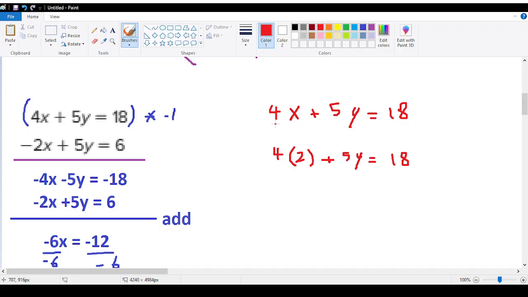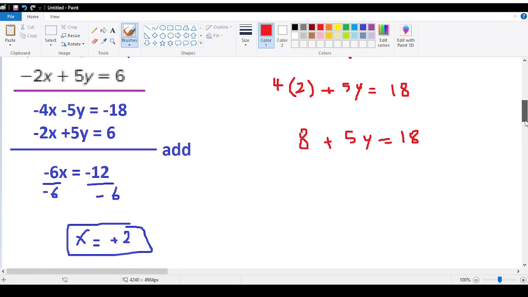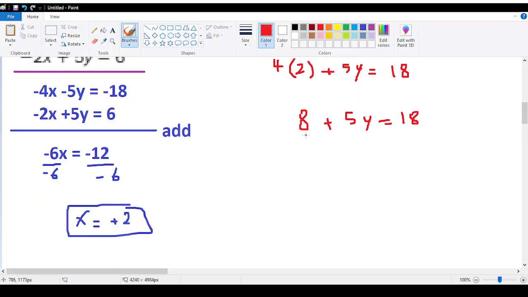Okay, Shamsa, we substitute 2 instead of what? It becomes 8, right? That's correct. Plus 5y equal 18. And then, what should I do? We move the 8 to the other side, so it becomes minus 8. Why shouldn't I add these two? Can I add these two? Because they're not the same variables. That's right. So put it on the other side.